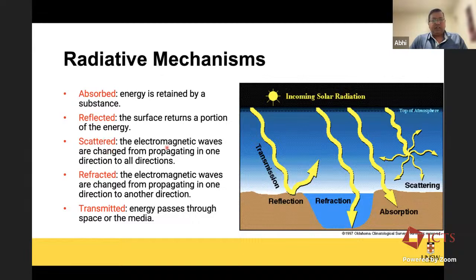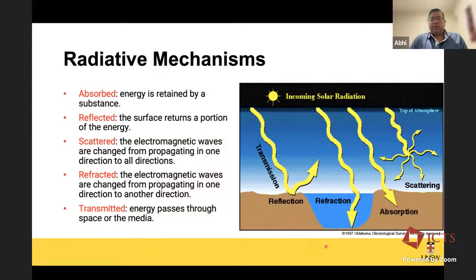This is where we have electromagnetic waves which change from propagating in one direction to all directions, and that is shown here. So for example, you have photons interacting with aerosol particles. They will scatter the photons in different directions, and that also would give rise to diffuse radiation. Diffuse radiation is also quite important because it adds to the net radiation reaching the surface.